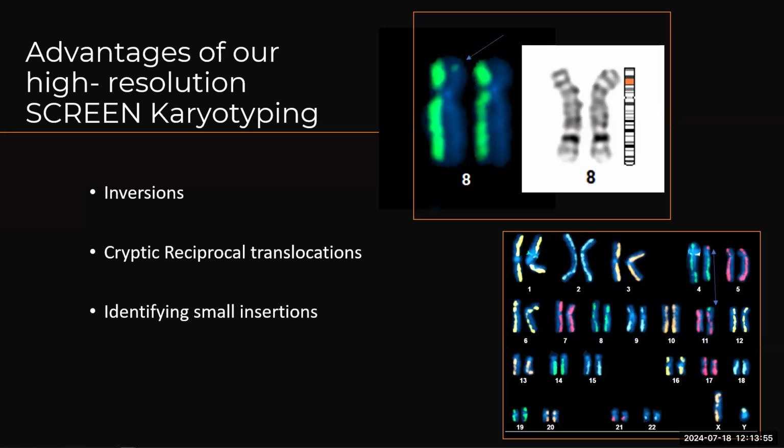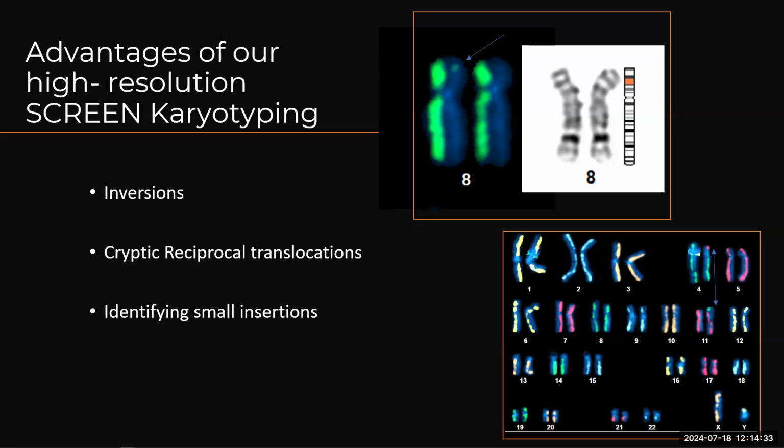So now I'm just gonna highlight one of our other assays. It's our SCREEN karyotyping. It's a much higher resolution assay. We're talking in the kilobases here, whereas G-banding is in the megabases. This isn't necessarily to say one is better than the other. It's more to highlight how complementary these two are, when paired together, how powerful they are at detecting and placing chromosomes in the correct places.